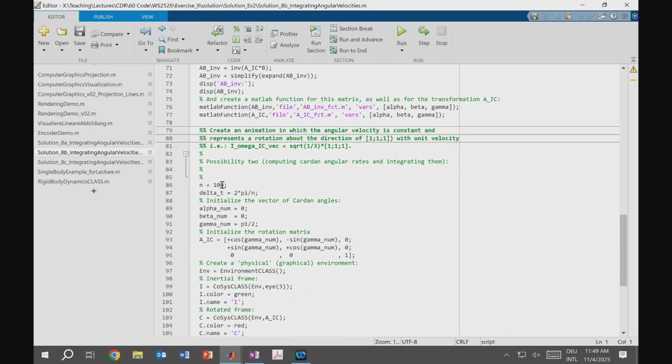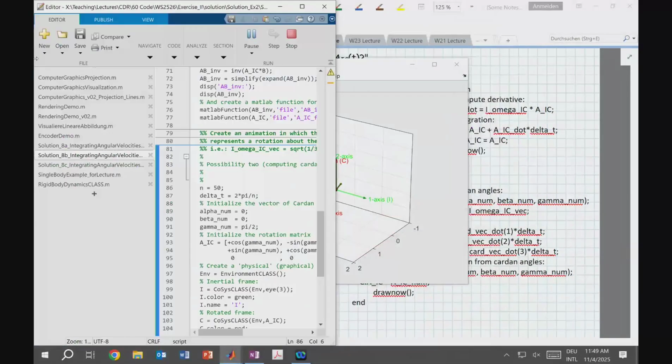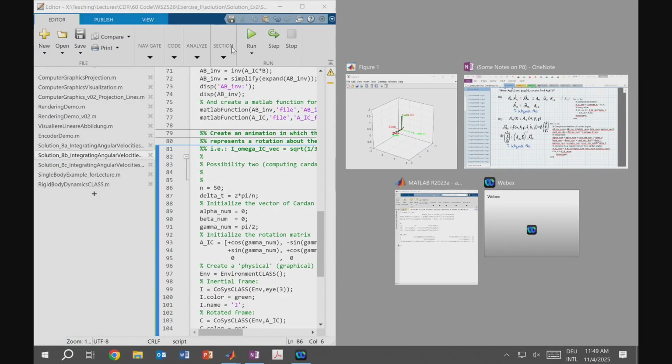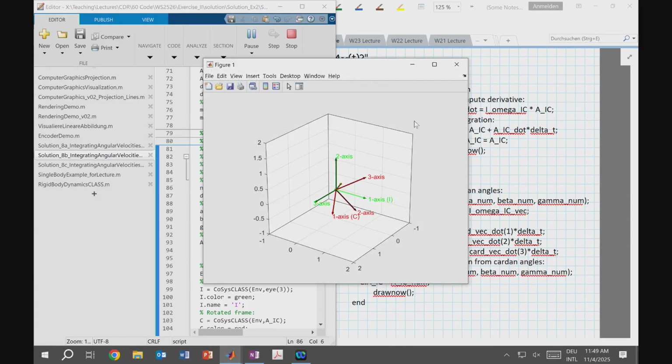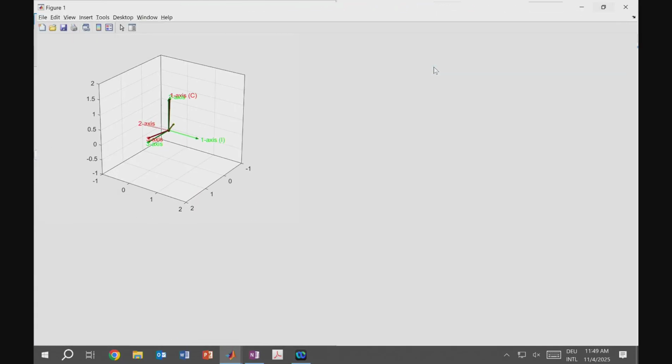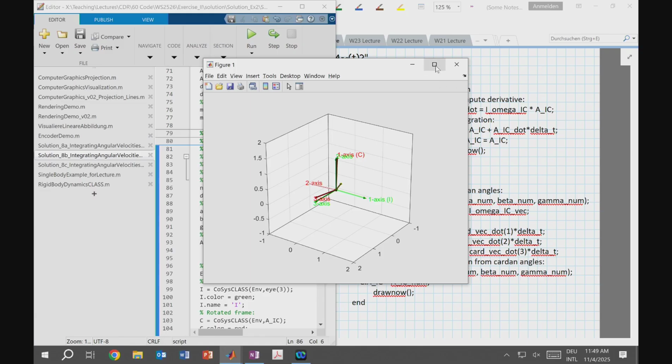Where's my loop? Let's be fair. Let's also do 50 steps here, and let's see what we get. Yep, that was too quick. Let's try again. There's our rotation.